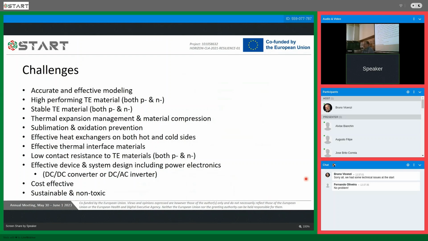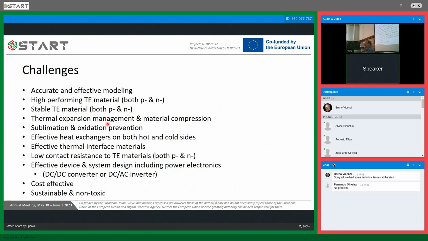Now I'm going to try to talk about the challenges. I've listed a bunch of the challenges here. This is not an exhaustive list, and I'm not going to be able to, in the time we have today, go into detail about all of the things on this list. But there are many challenges: accurate and effective modeling, and that actually could be at the material level, at the device level, at the system level. You obviously need to have high-performing TE materials, both P and N type materials. They need to be stable.